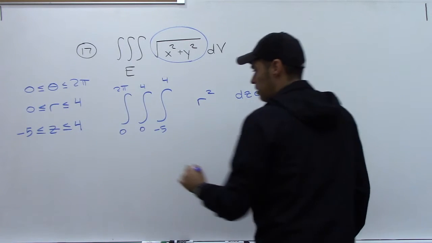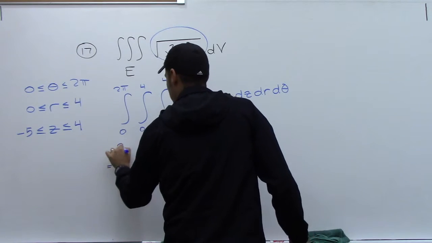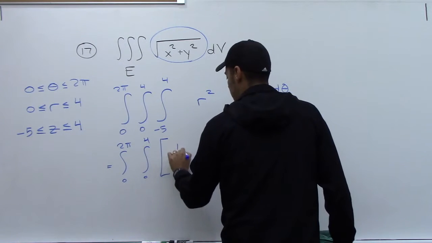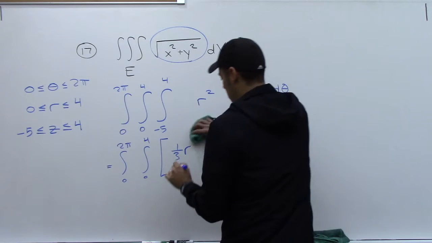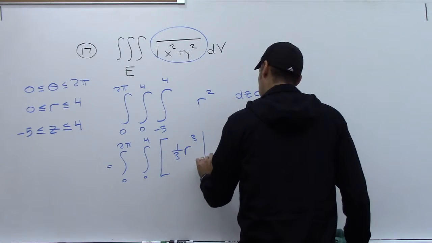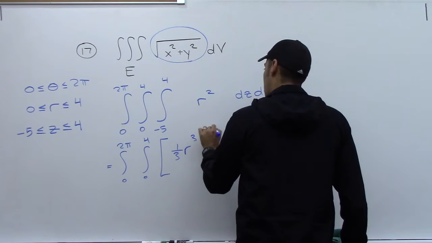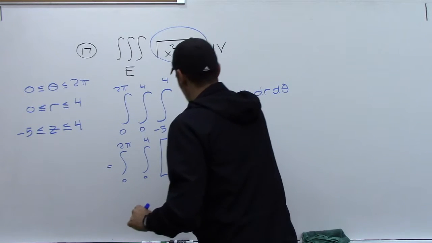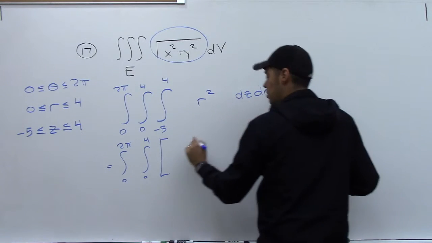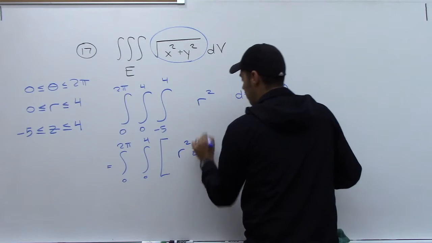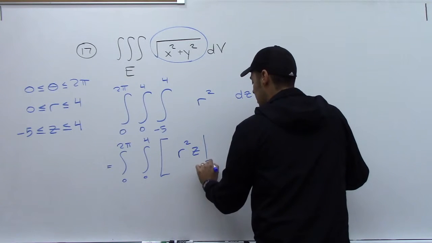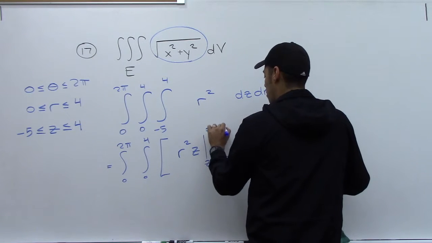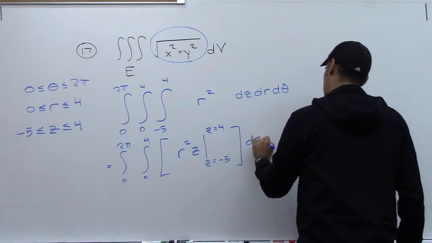And now I'll do my integration. So 0 to 2 pi, 0 to 4. Antiderivative of r squared is 1/3 r cubed. Oh, hold on. Oops. Integrating with respect to z first. R squared z, antiderivative of that with respect to z is z. Z is going from -5 to 4. Then dr d theta.